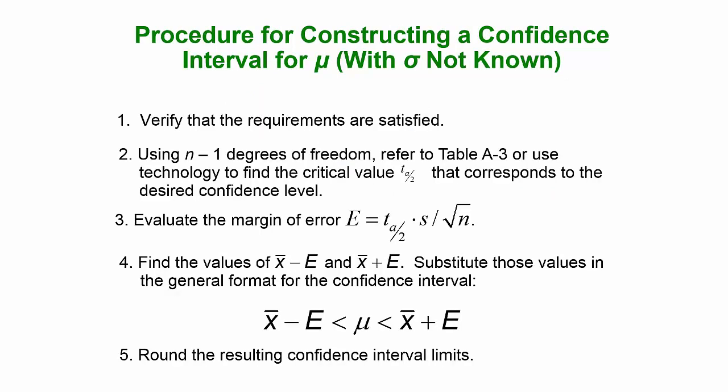So here's the general procedure that we'll use for constructing a confidence interval for mu. Verify that the requirements are satisfied, where the sample has a normal distribution or it's a sample size greater than 30. Using n minus 1 degrees of freedom, refer to table A3, or you can use a graphing calculator or technology to find the critical value t sub alpha over 2 that corresponds to the desired confidence level.